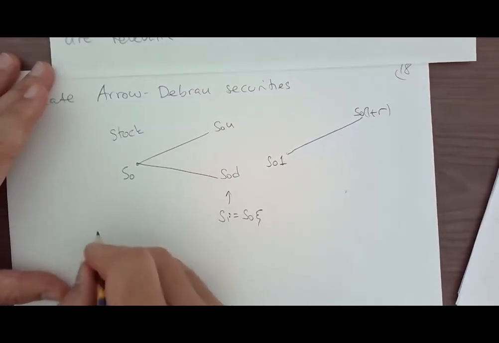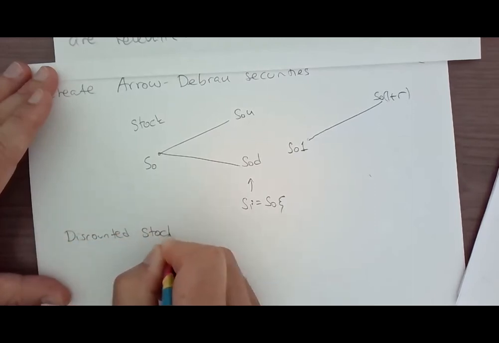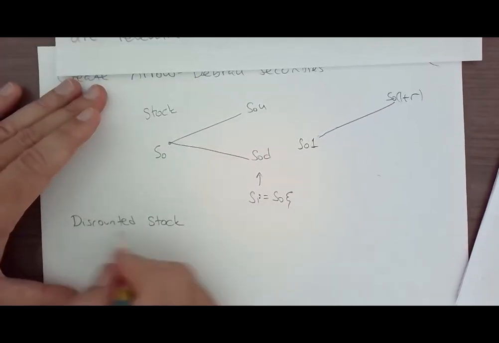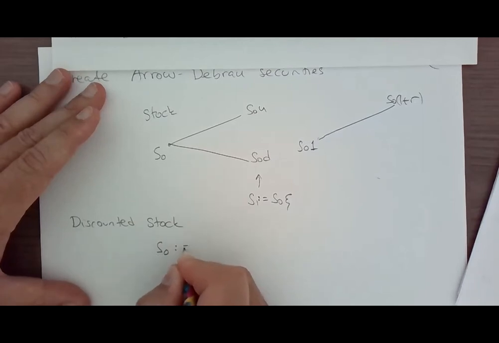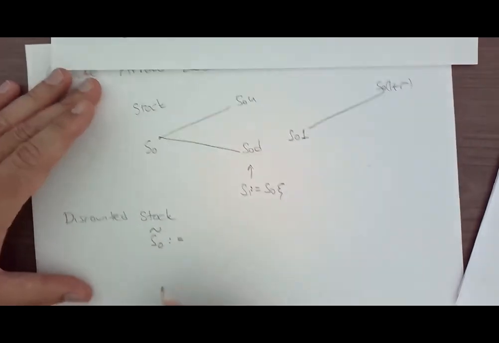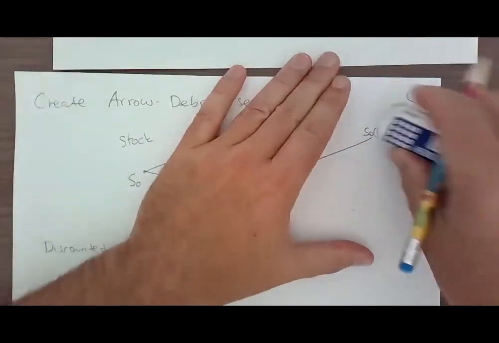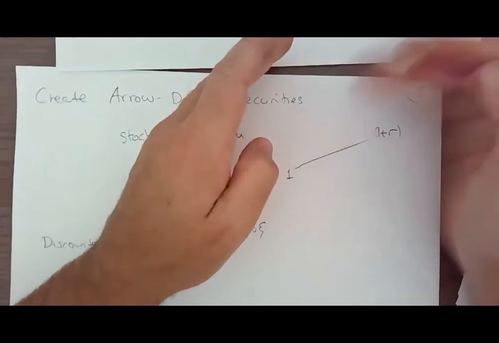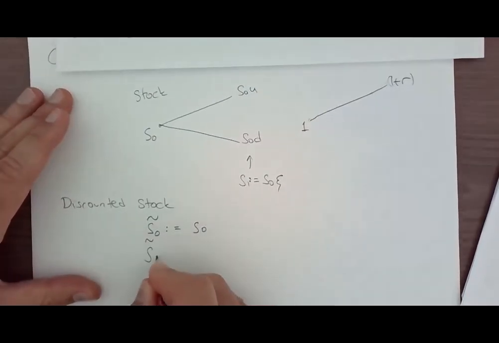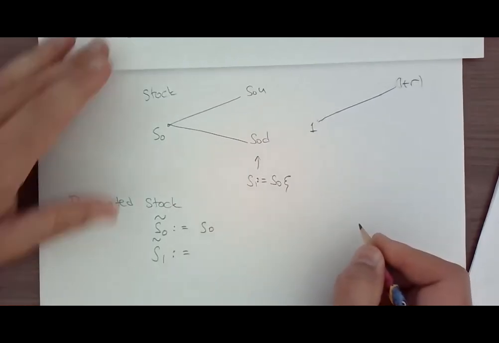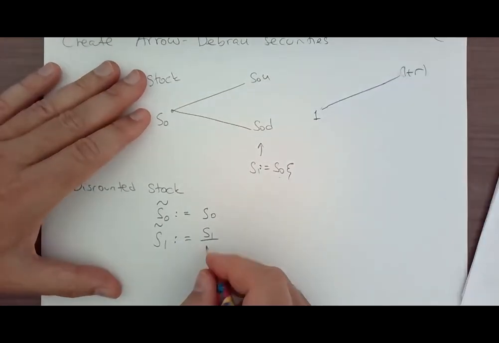So I'm going to get the discounted stock. Discounted means I'm dividing. So this is going to be S0 with a tilde on top. Maybe I don't want to multiply by S0 here. Let's keep it like that. This is just going to be S0. And then the other one is S1, which is equal to S1 divided by 1 plus R.